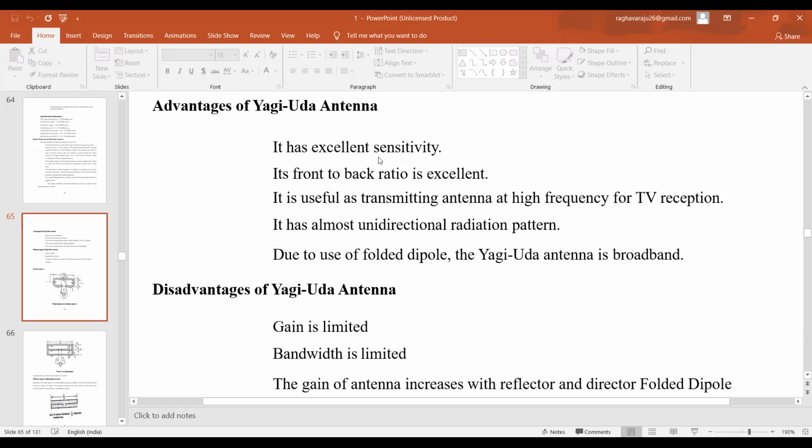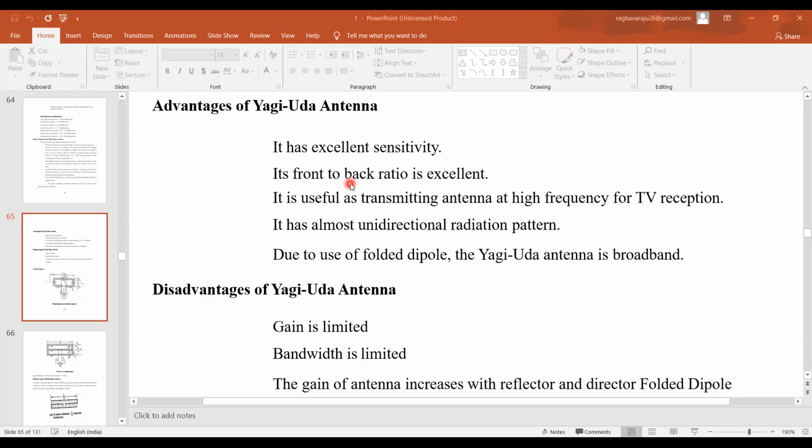Sensitivity is one of the parameters to indicate the features of the antenna. And the front to back ratio is excellent.